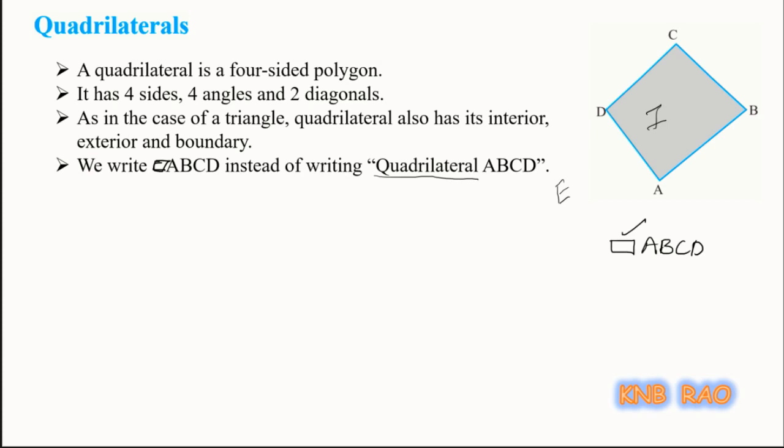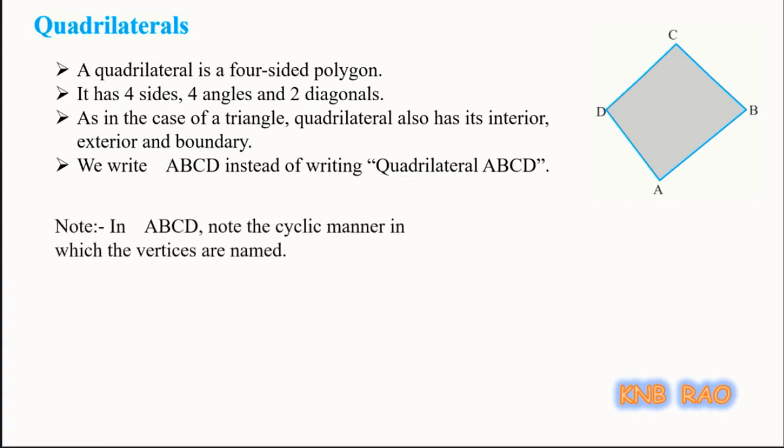Then moving on to another important note here: in quadrilateral ABCD, as I said, the cyclic manner in which the vertices appear is to be followed when naming. We must write in the same cyclic order in which the letters appear. That is very essential.